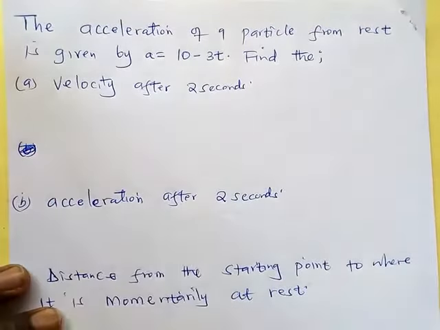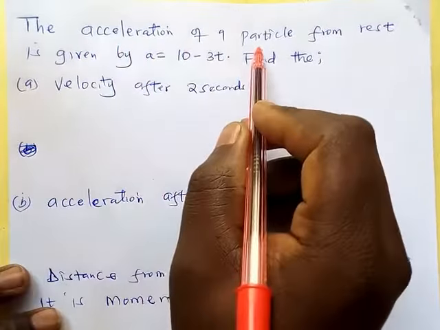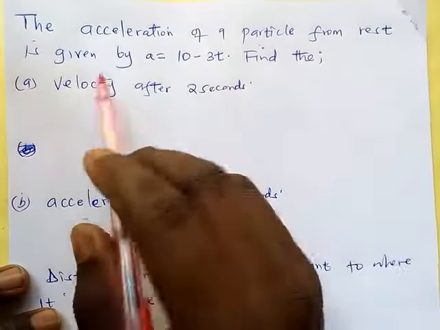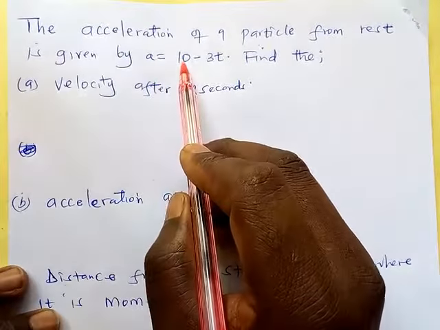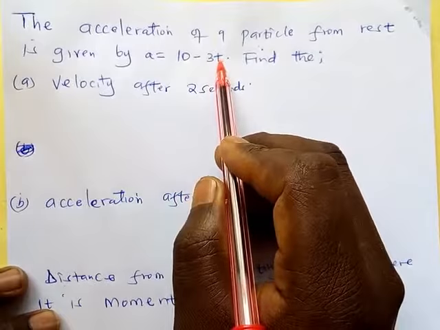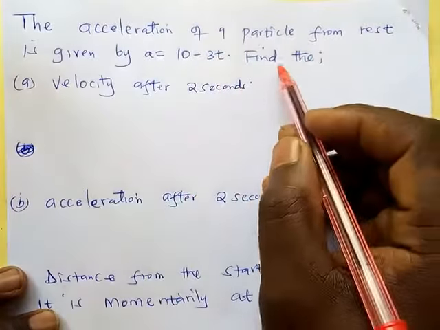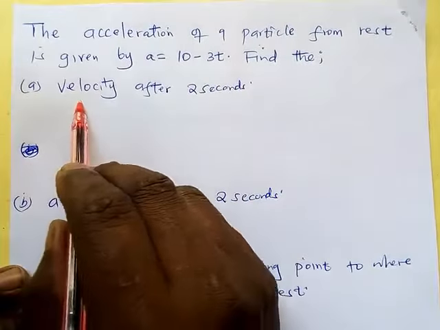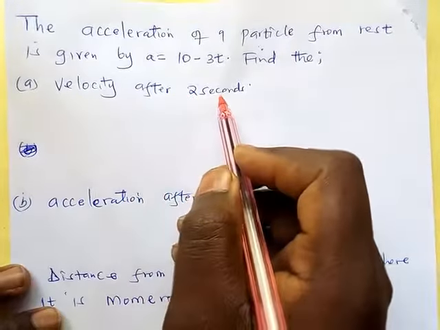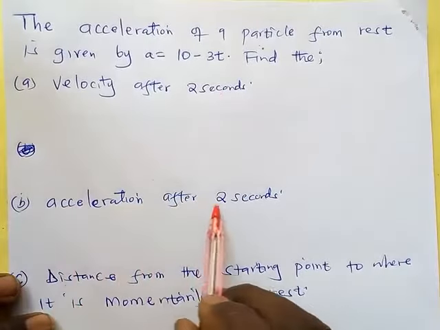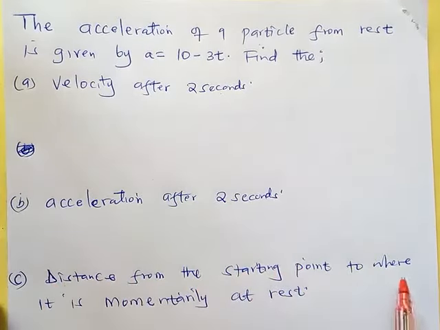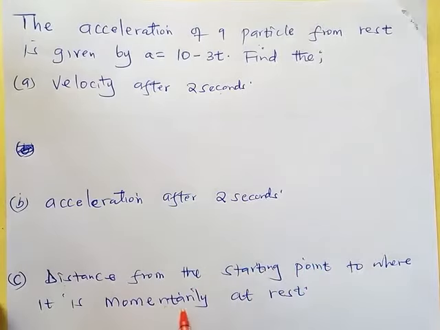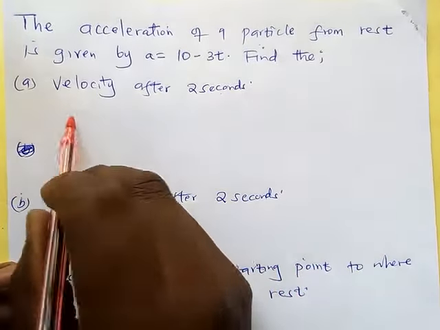Let us look at this question. The acceleration of a particle from rest is given by a equals 10 minus 3t, where a stands for acceleration and t is for time. Find A, the velocity after 2 seconds, B, the acceleration after 2 seconds, and then finally C, the distance from the starting point to where it is momentarily at rest. So we want to start here.